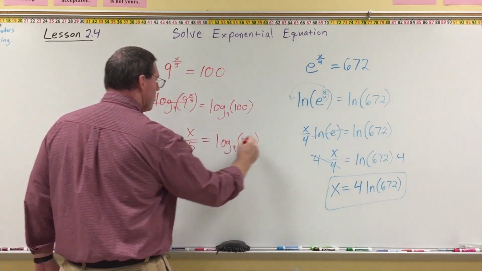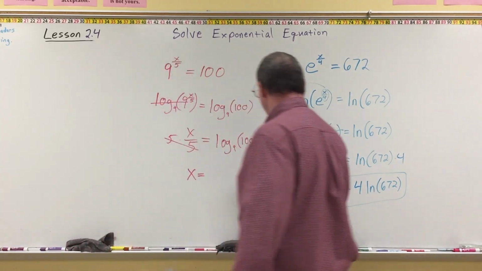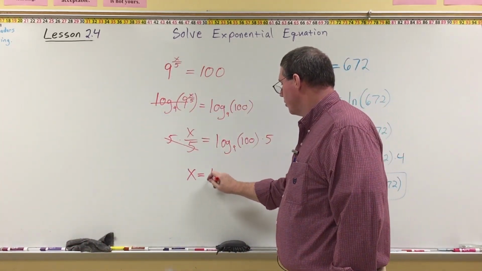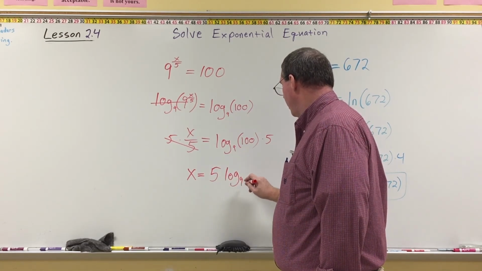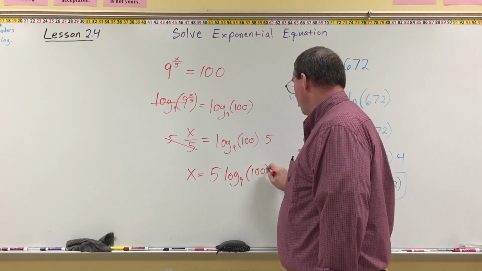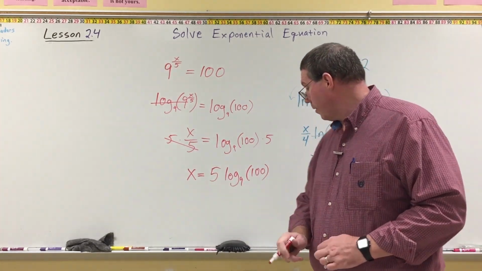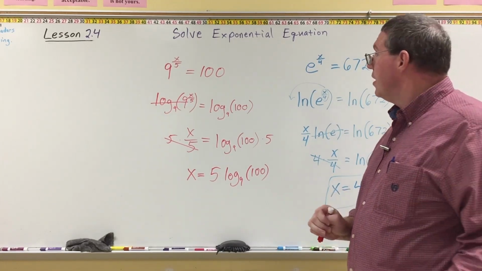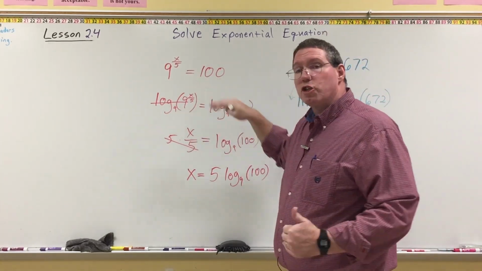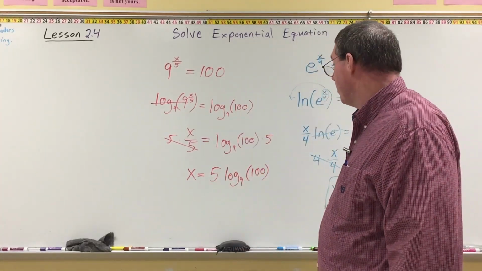Multiply by 5 on both sides. Cancel the 5, and we have x equals 5 times log base 9 of 100. And that's it. That's our answer. We're done. I hope that's the answer that you got. If you didn't get that answer, I think you should back up the video, go back to the beginning of this, and try doing it again in a fresh spot on your note sheet or on a scratch piece of paper.